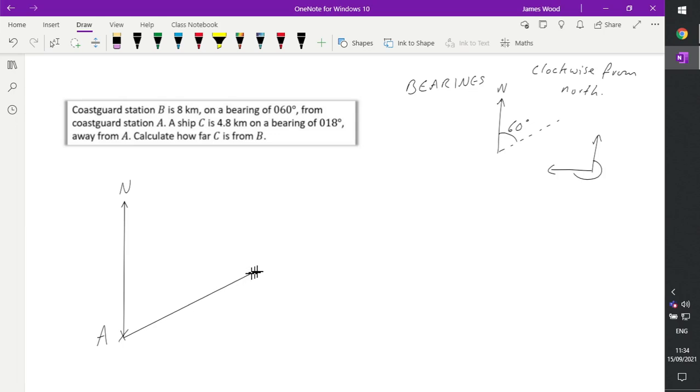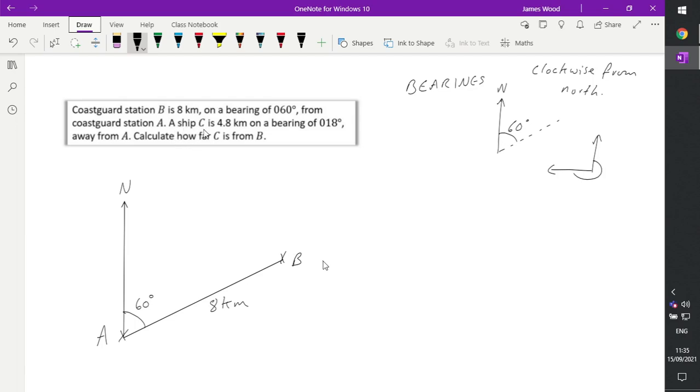Maybe something like that. And it said the bearing is 60, so let's just label that angle there as being 60 degrees. And the length is 8 kilometers. Okay, that's the first sentence. Oh, and that was where Station B was.